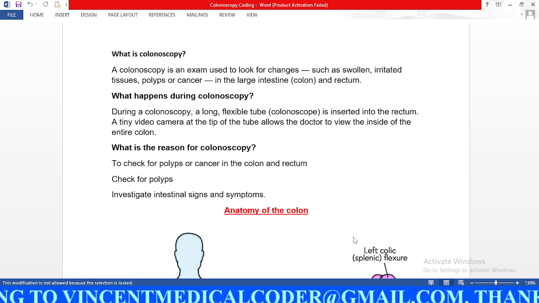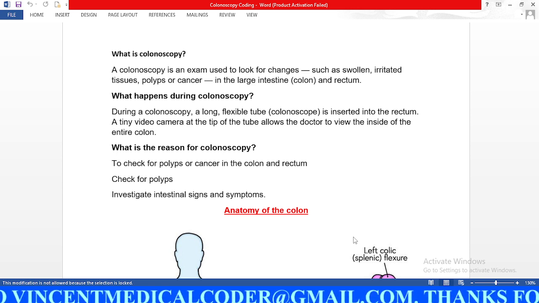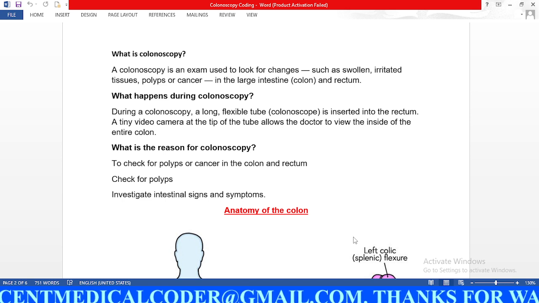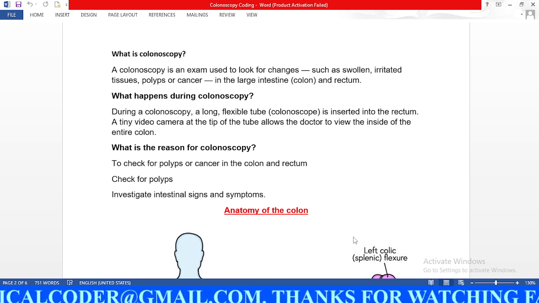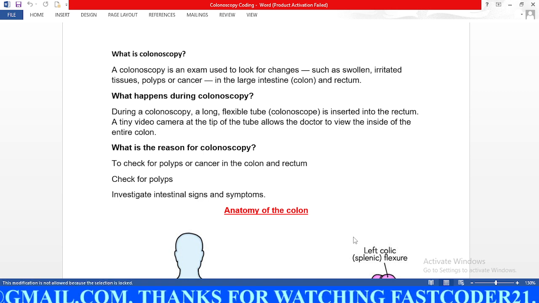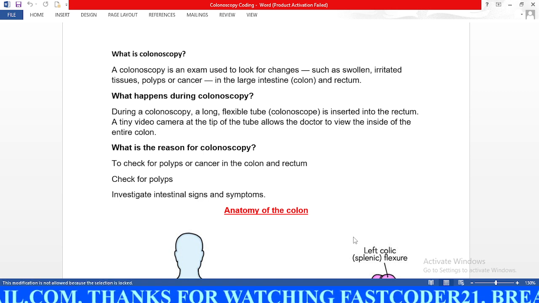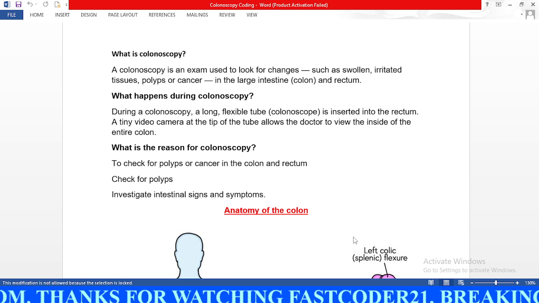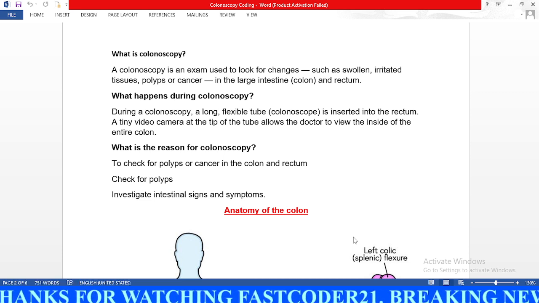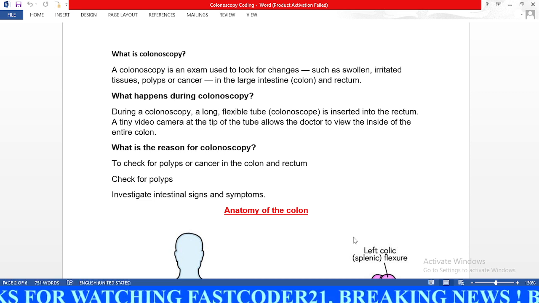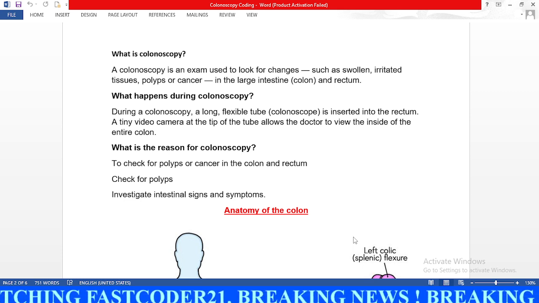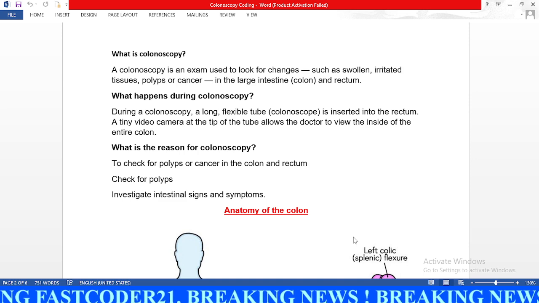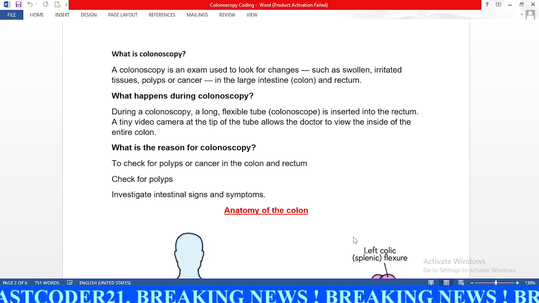So what is meant by scopy? Scopy is the examination. So colonoscopy means examination of the colon for polyps or cancer. So how can you examine? Using the colonoscope. So colonoscopy is the examination of the colon, and the colonoscope is the instrument which we use to examine the colon. We usually call the colon the large intestine or large bowel.